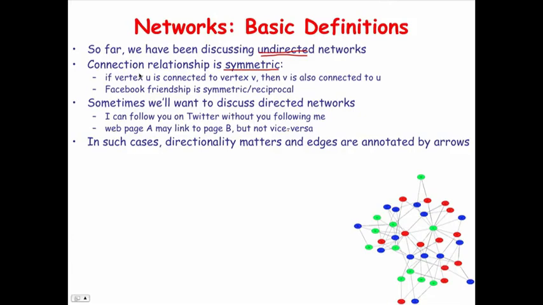But sometimes we'll want to discuss directed networks as well. Examples would include the fact that I can follow you on Twitter without you following me in return, and my web page may point to your web page but not vice versa. In cases like these, the direction of edges matters, and we would typically indicate the directionality in a network diagram by putting an arrow, for instance indicating that the left vertex is connected to the right vertex. This doesn't preclude the possibility that there's also a directed edge in the opposite direction, but it's not necessarily required in a directed network.